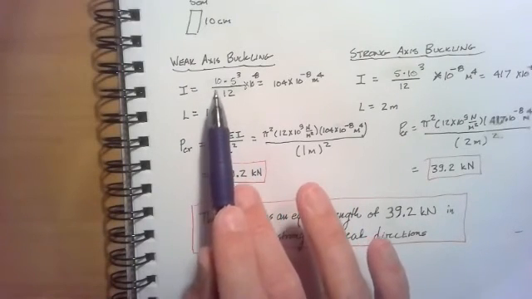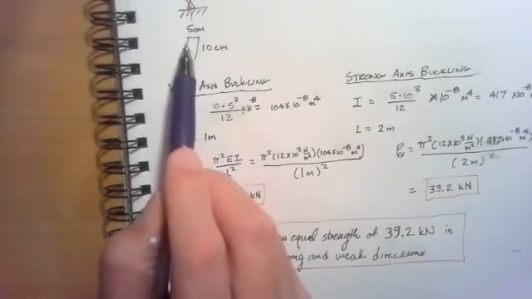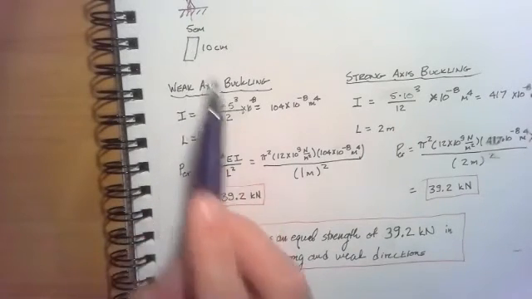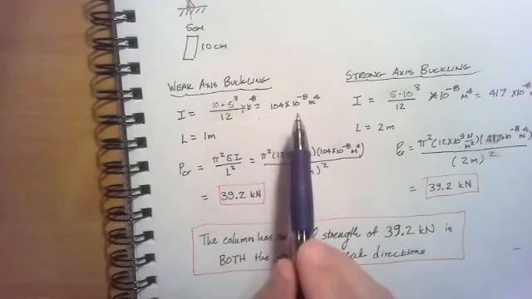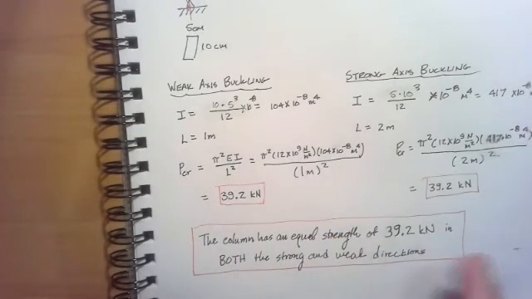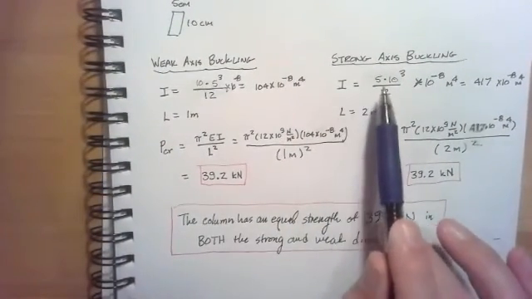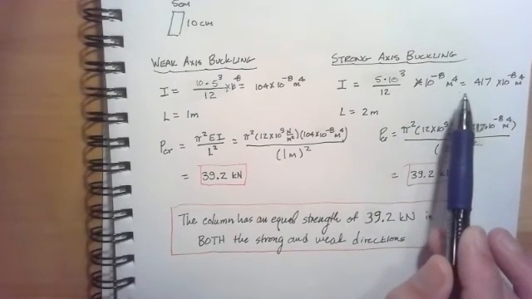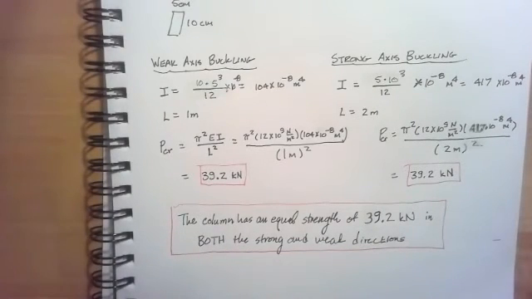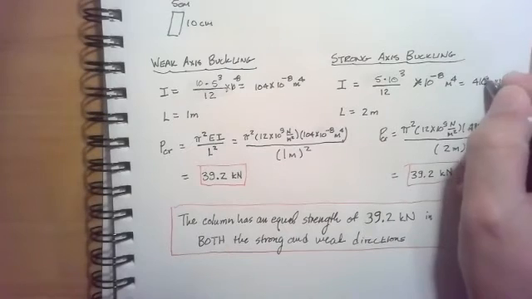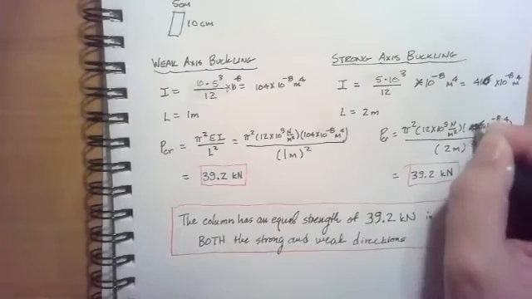I is going to be equal to BH cubed over 12. In the weak axis direction, B is equal to 10 centimeters and H is equal to 5 centimeters. So we would have 10 times 5 cubed over 12 times 10 to the 8th equals 104 times 10 to the negative 8th meters to the 4th. But for the strong axis buckling, what we have is I equals 5 times 10 cubed over 12 times 10 to the negative 8th meters to the 4th, or 416 times 10 to the negative 8 meters to the 4th.